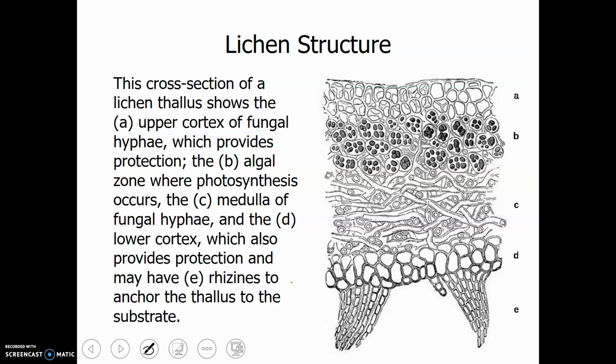It shows you the upper cortex, which is fungal hyphae. Then it shows you where photosynthesis occurs here in B. The medulla of the fungal hyphae is C. And then the lower cortex, which provides protection. So basically everything is fungus, A, C, and D, except for the algae or the cyanobacteria, which is found in region B.